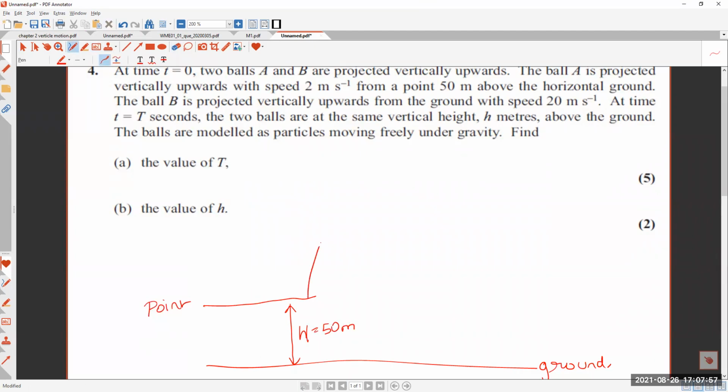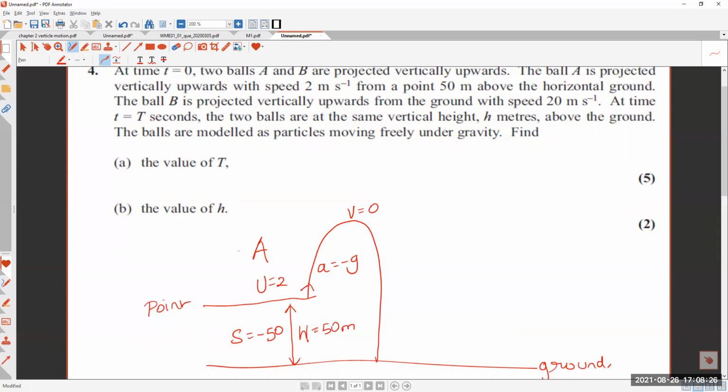This is projected 50 meters above the ground. What is your initial velocity here? 2 meters per second. What's your final velocity here? 0. And what's your s here? Minus 50. Your acceleration is minus g. Clear? This is for the A part. Is the diagram satisfactory, guys?